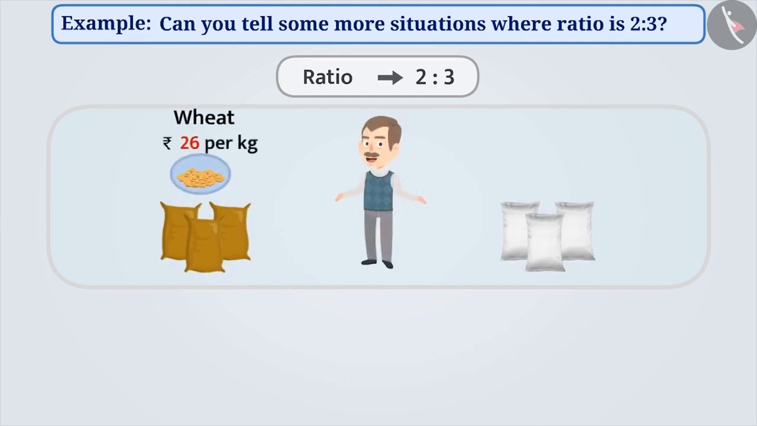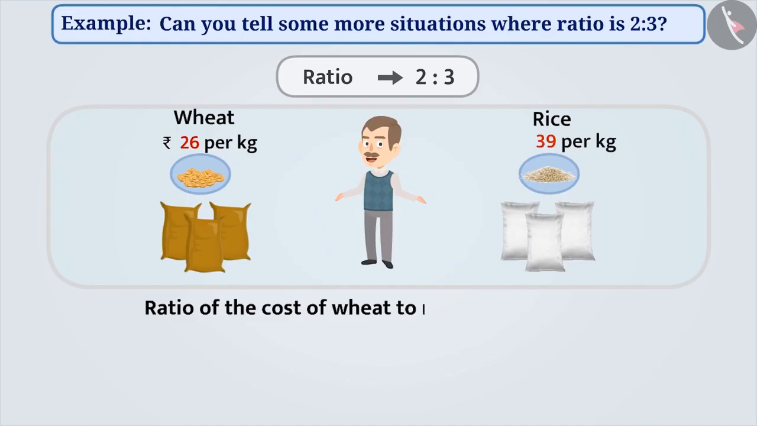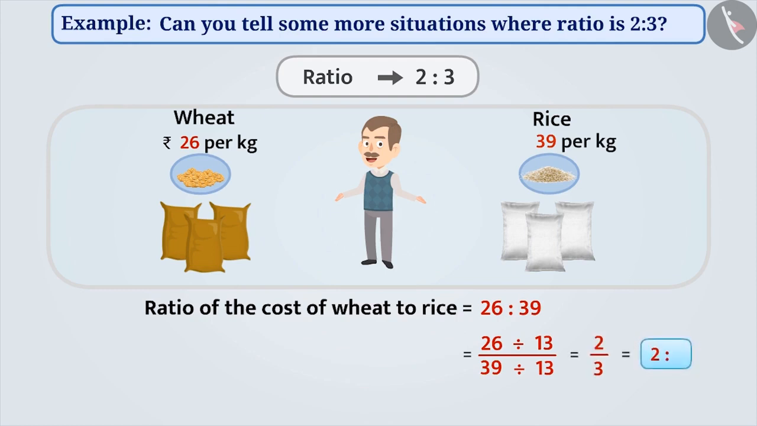If a shopkeeper sells wheat at the rate of 26 rupees per kg and rice at the rate of 39 rupees per kg, then the ratio of the cost of wheat to the cost of rice is 26:39. Upon dividing the numerator and denominator by 13, we get the ratio 2:3. Think of some more similar situations in your daily life.